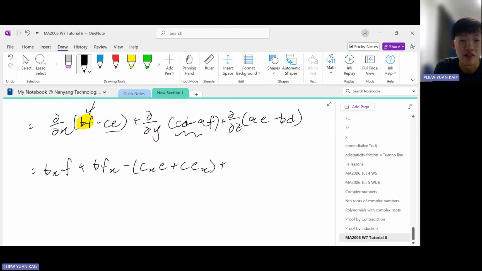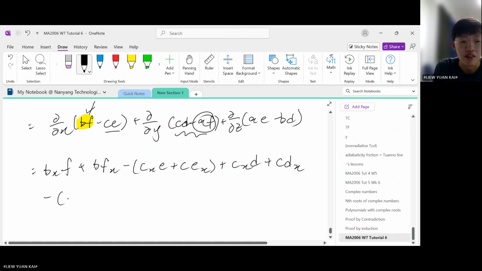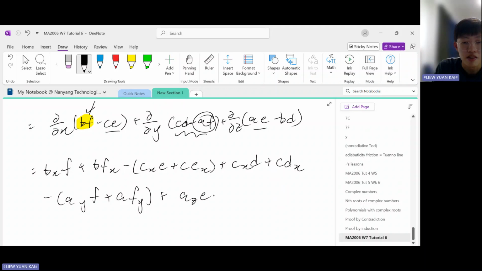Next, I'm going to do this derivative now. So again, product rule for C and D. So differentiate, keep, plus keep, differentiate. Okay, now I'm going to do minus AF. So minus differentiate. Oops, it's supposed to be wired now, right? So differentiate, keep, differentiate, plus now this one. So differentiate, keep, differentiate, minus this one now.